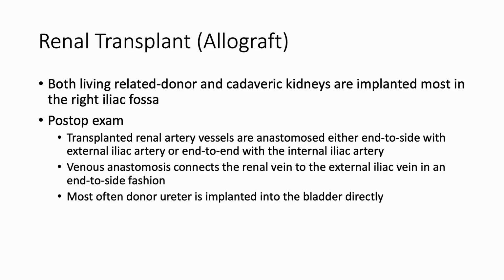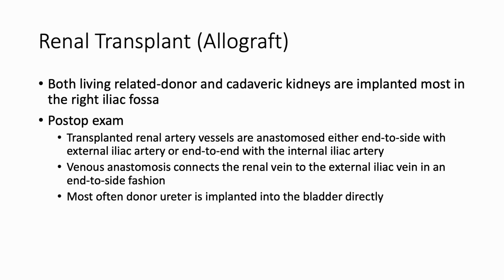All right, renal transplant, allograft. Let's talk about this, and then we're finished. So both living related donor and cadaveric kidneys are implanted, most commonly in the right iliac fossa. Please note that when a patient gets a renal transplant, they don't take out the dead kidney. It stays in the patient. It will pretty much shrivel up and become very small, and it will be very hard to see, but that kidney is not taken out. They put a new kidney into usually the right iliac fossa, which is like the pelvic area. It's very superficial, very close to the skin, very easy to image.